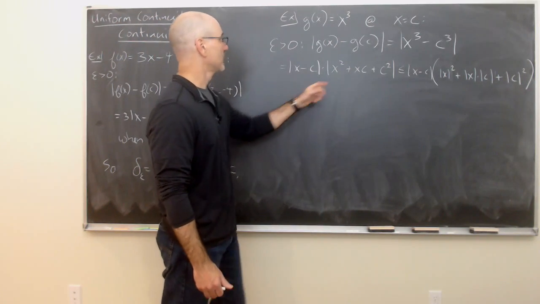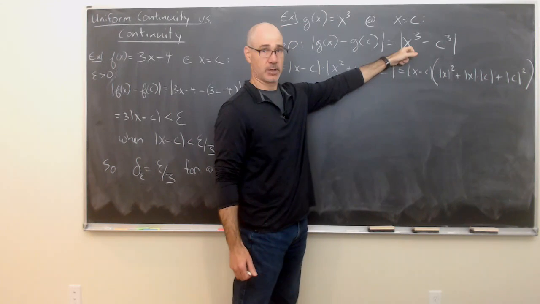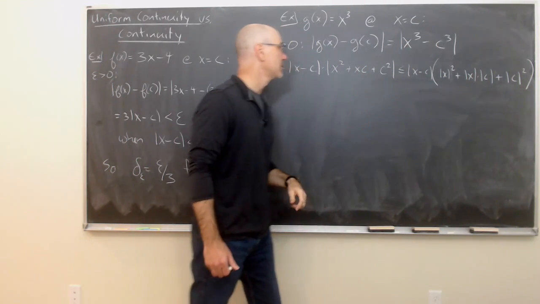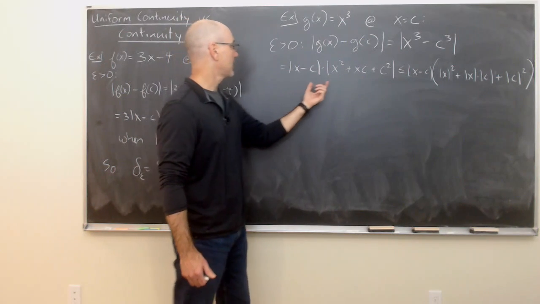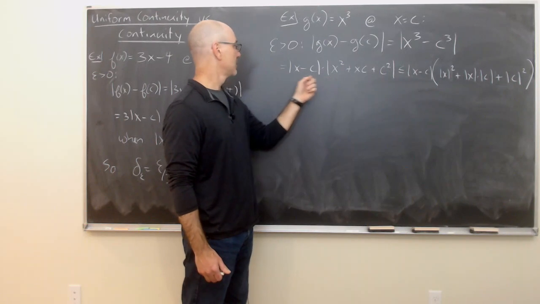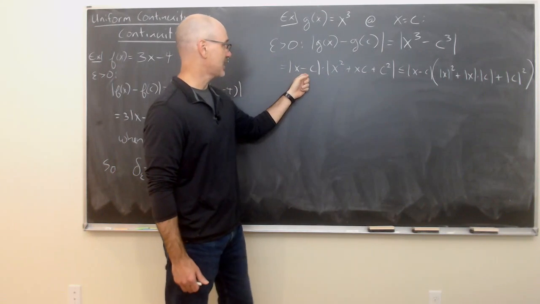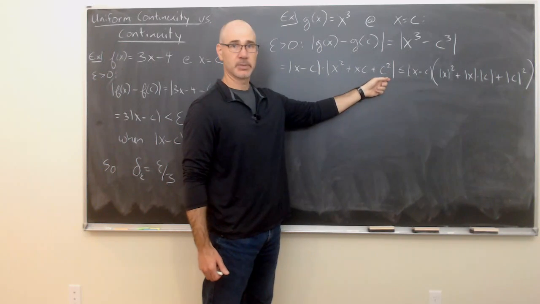All right, so I've got the absolute value of the thing that I need to make less than epsilon. That's the absolute value of x cubed minus c cubed. And if I just factor using the difference of two cubes, then I can pull the x minus c out, and what I'm left with is x squared plus xc plus c squared.